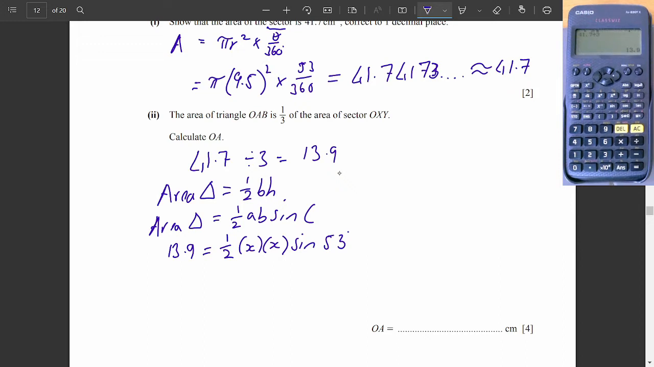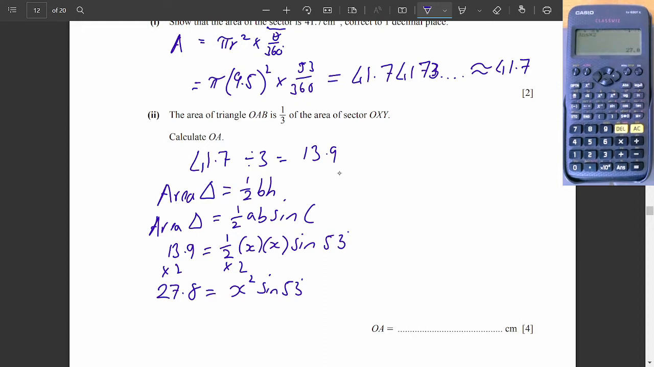Okay. First, let's get rid of that half, the fraction. To get rid of that half, we multiply both sides by 2. Then we get rid of the half. So what do we have here? 13.9 times 2, 27.8. Rid of the half, x times x is x squared. And we've got sin 53.